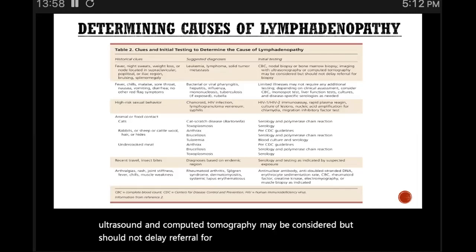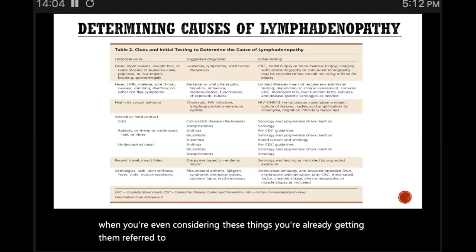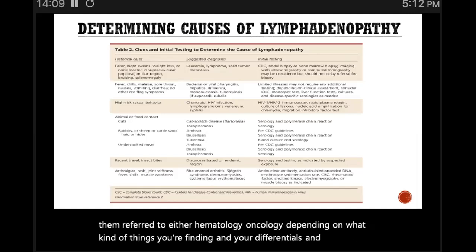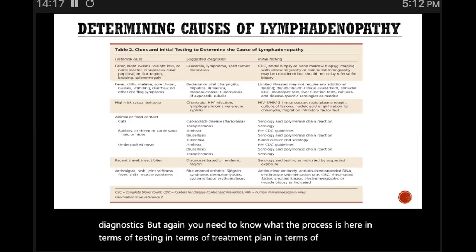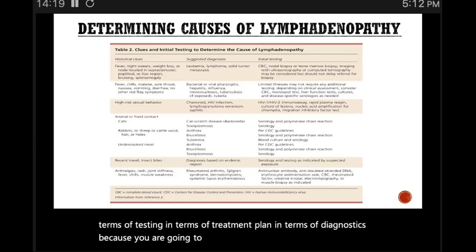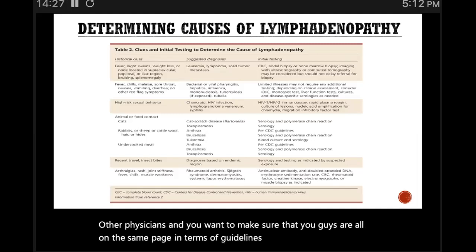So again, a lot of these patients, when you're even considering these things, you're already getting them referred to either hematology or oncology, depending on what kind of things you're finding in your differentials and your diagnostics. But again, you need to know what the process is here in terms of testing, in terms of treatment plan, in terms of diagnostics, because you are going to be consulting with these other physicians, and you want to make sure that you guys are all on the same page in terms of guidelines and basic standards of care.